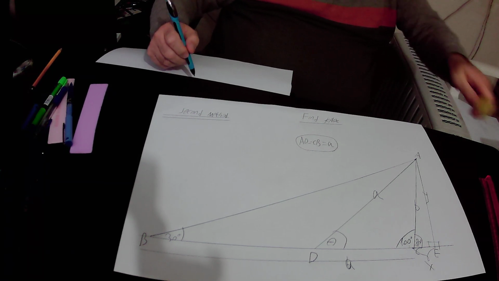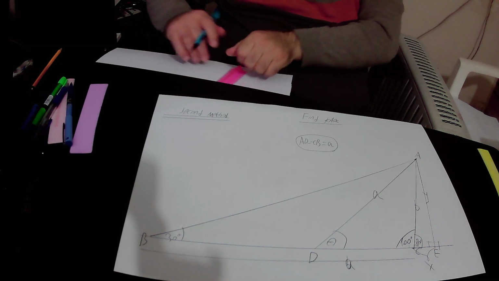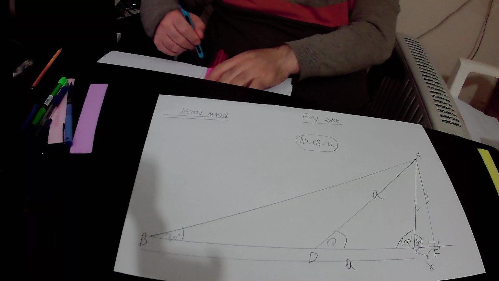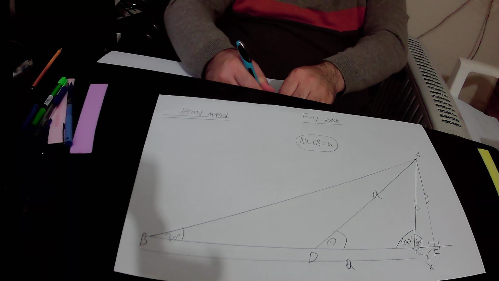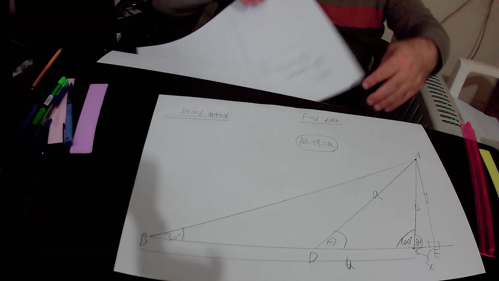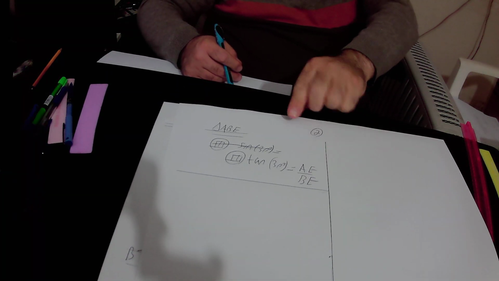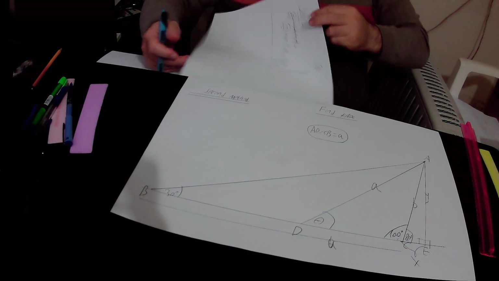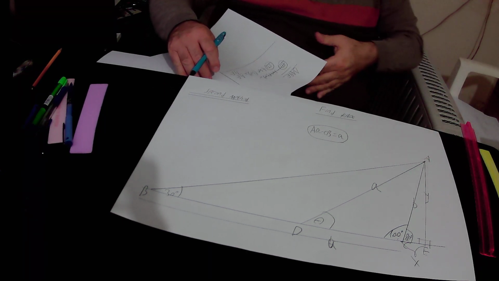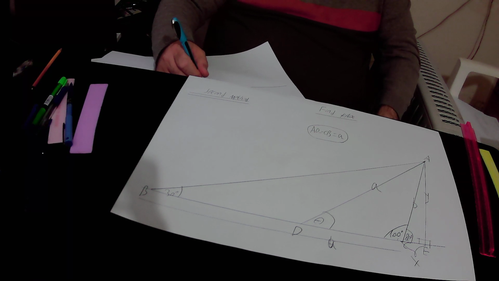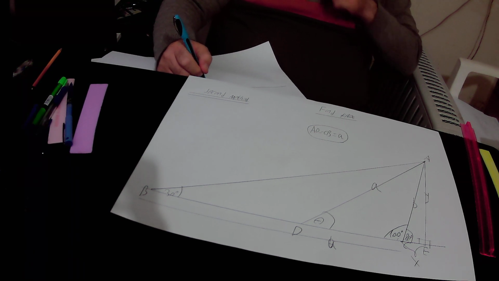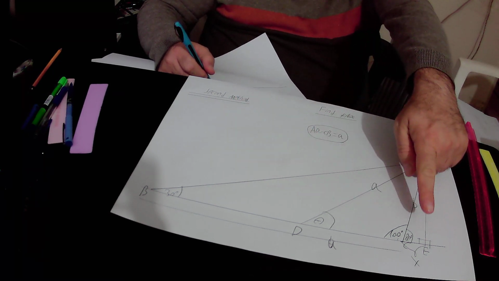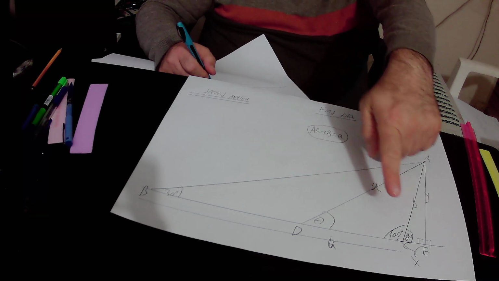I'll repeat again. In the right triangle, triangle ABE, tangent 30 degrees equals AE over BE. AE equals Y according to our definition, so we'll substitute AE by Y. And BE, you can see easily from the drawing, equals A plus X. BE equals A plus X.